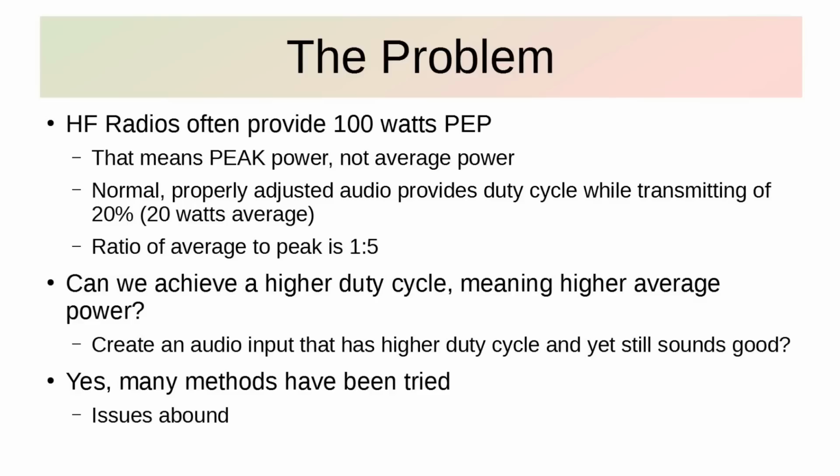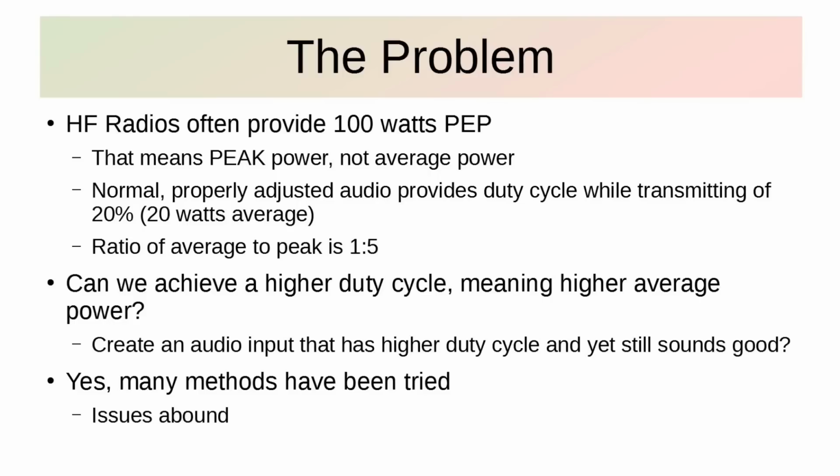Now, I didn't put it on the chart here, but if you do compression properly, you can get that duty cycle up to about 40%. So in essence, what that does is doubles your talk power. Now, can we achieve a higher duty cycle, meaning a higher average power? Yes. We have to create an audio input for the transmit circuits that has a higher duty cycle and yet still sounds good. We can do this.